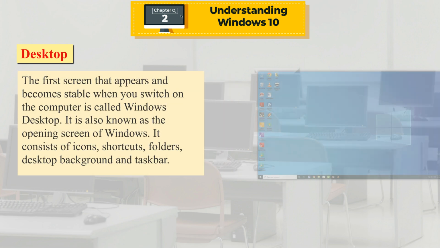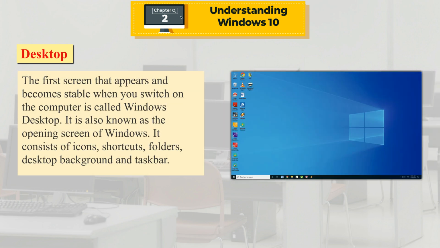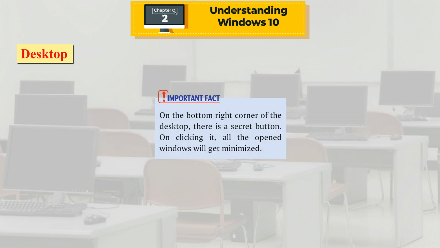Desktop. The first screen that appears and becomes stable when you switch on the computer is called Windows Desktop. It is also known as the opening screen of Windows. It consists of icons, shortcuts, folders, desktop background, and taskbar. Important fact: on the bottom right corner of the desktop, there is a secret button. On clicking it, all the opened windows will get minimized.